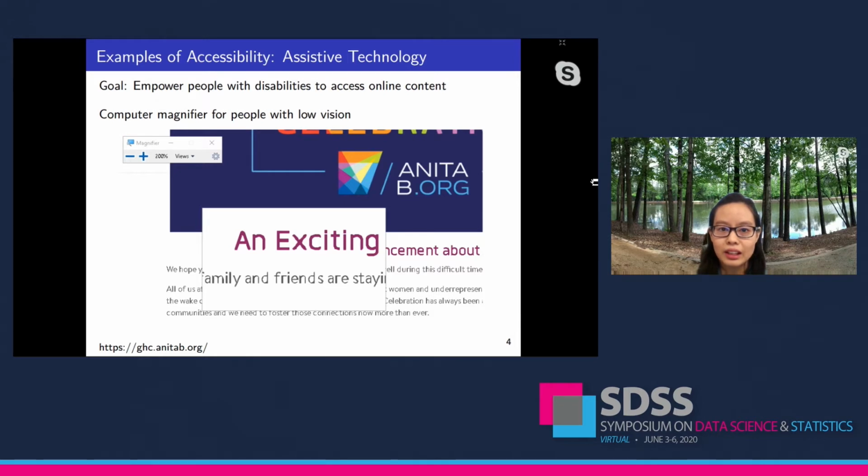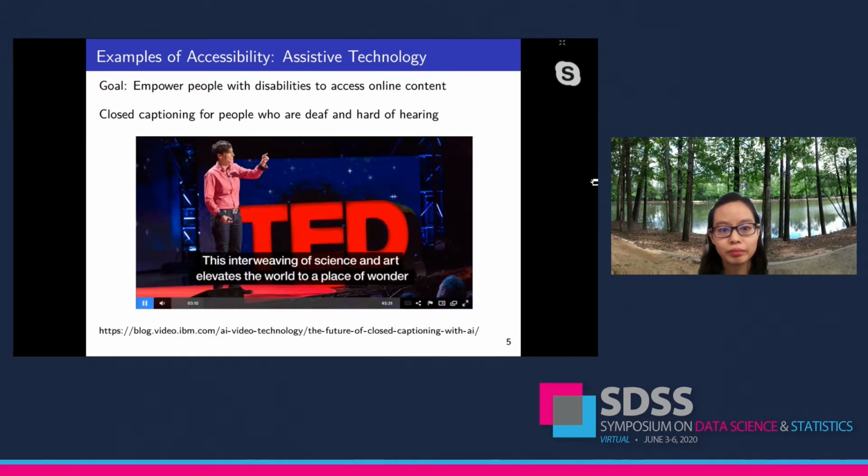So thanks to assistive technology, now we can empower people with disabilities to access digital content. For example, computer magnifiers are available for people with low vision, and they can enlarge the words on a website to read them. And for another example, closed captioning from videos allows people who are deaf or hard of hearing to understand the video.